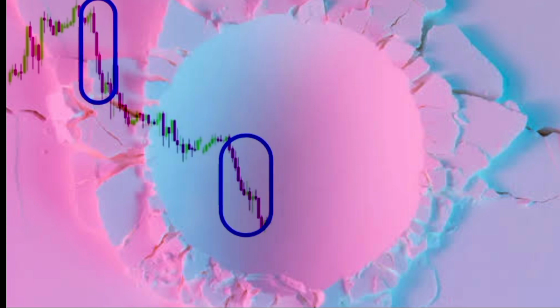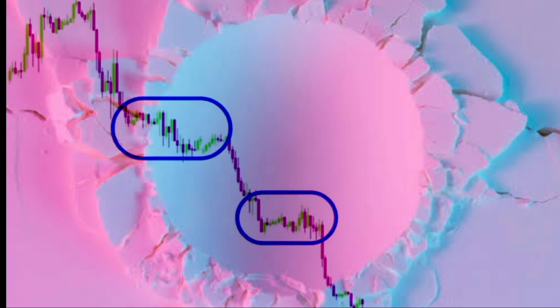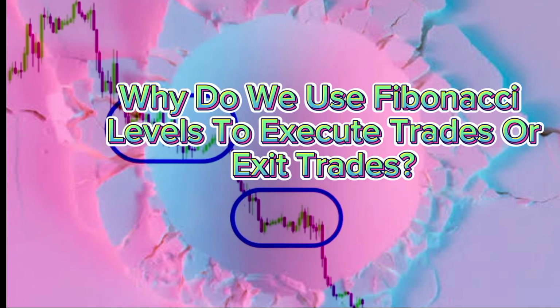In a downtrend, the process is reversed. Traders initiate short positions, creating large bearish candles. When the market pulls back, some traders buy, thinking the price is oversold, leading to a corrective move before the downtrend resumes. Now, why use Fibonacci levels?